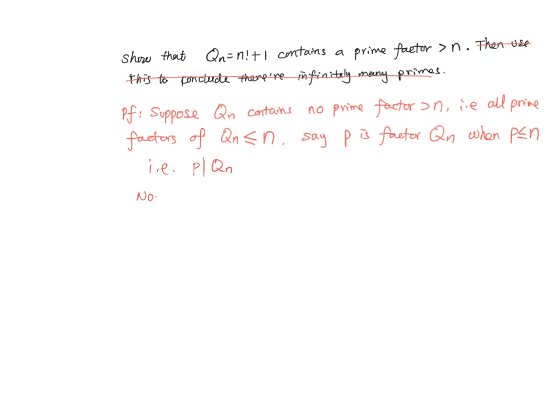Now, P also divides n factorial. Why? Because P is less than or equal to n, n factorial must contain P. And from these two, you can conclude that P divides Qn minus n factorial, which is a linear combination of Qn and n factorial. And what is Qn? Qn is n factorial plus 1. So when you subtract n factorial, this is 1. That's where the contradiction comes from, which means P divides 1, a contradiction, right?